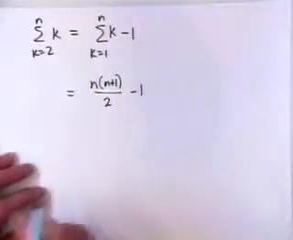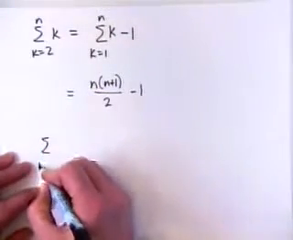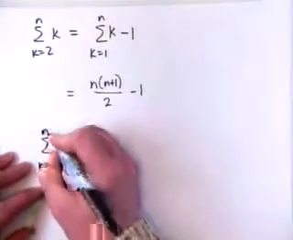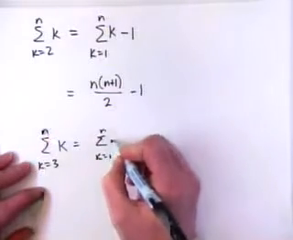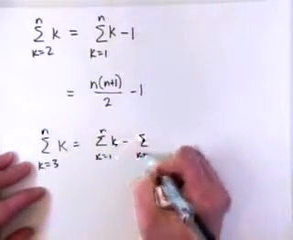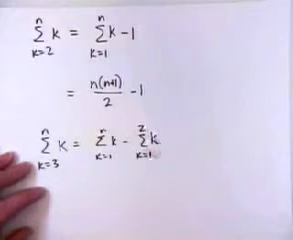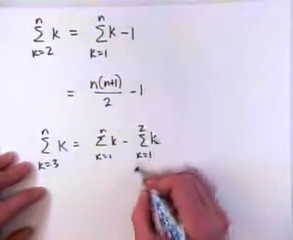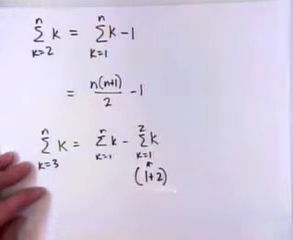Okay. So if that was 3, you would subtract. If I had the summation k equals 3 up to n of k, that would be the summation k equals 1 up to n of k minus the summation k equals 1 up to 2 of k. Right? And this would just be 1 plus 2 right there. That's what that summation is.